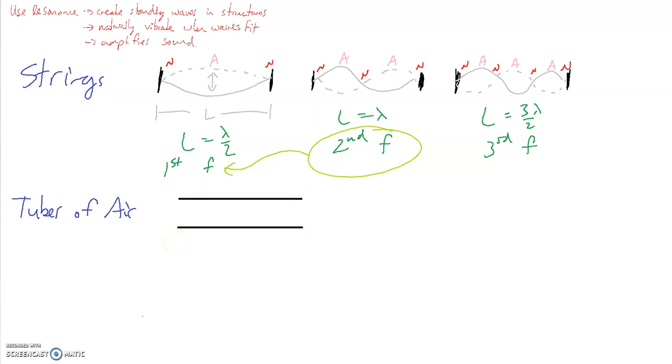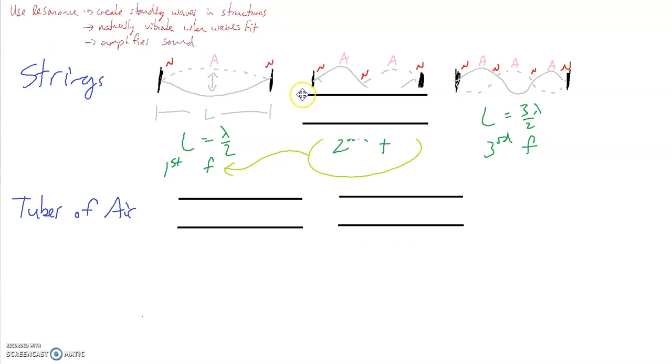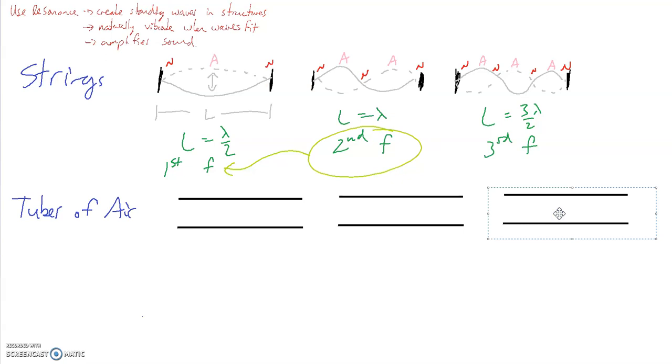Something like this. And we'll do a couple. So I'm going to make a couple here actually. So copy paste it, and we'll do another one. There we go, something like this. Okay. So this would be like a trumpet or a trombone, something where both ends are actually open. So tubes of air are often used as well.